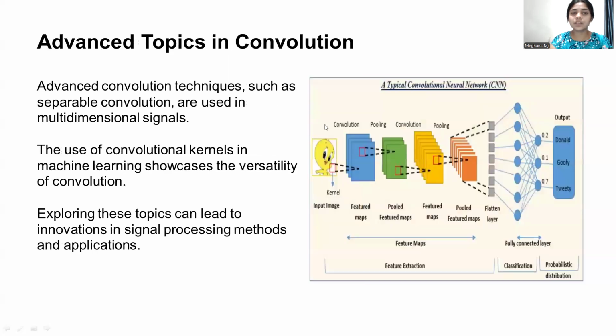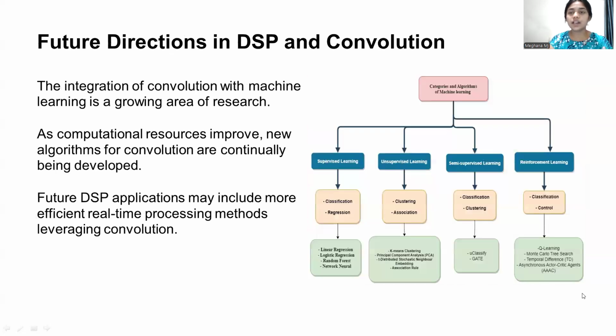There are advanced topics in convolution, such as separable convolutions used in multidimensional signals. The use of convolutional kernels in machine learning showcases the versatility of convolution. Exploring these topics can lead to evolution in signal processing methods and applications. Future directions in DSP and convolution: as computational research improves, new convolution algorithms are continually being developed. Future DSP applications may include more efficient real-time processing methods leveraging convolution.